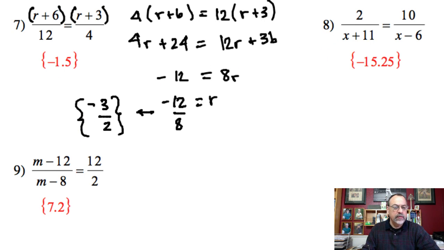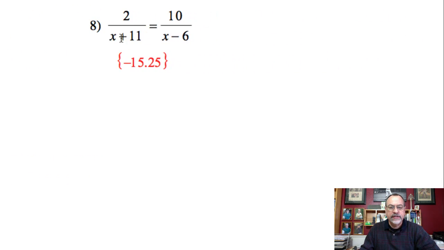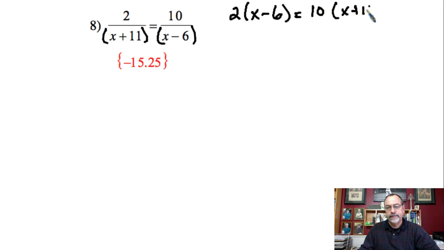All right, let's do a couple more here. So look at number 8 here. Again, I see I've got a couple of addition things going on, subtraction. So I'm going to put parentheses to remind me that I need to distribute that to both. Product of the extremes is equal to the product of the means. So then we'll just distribute.